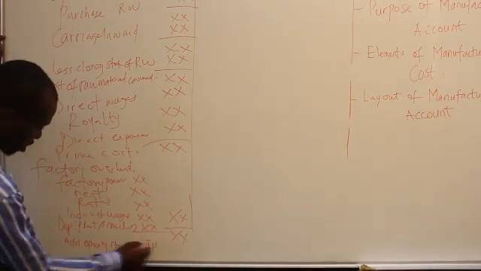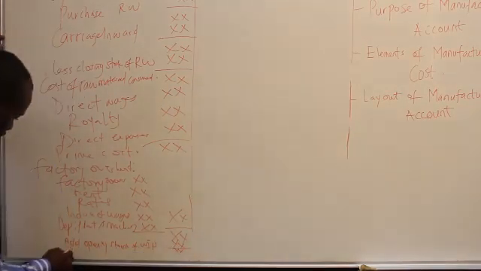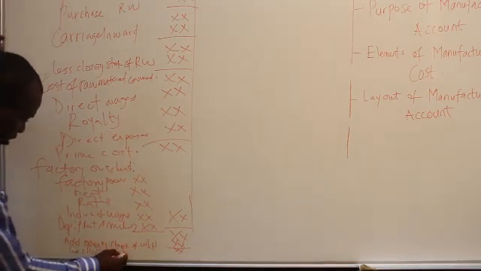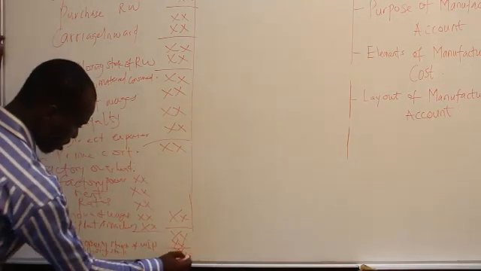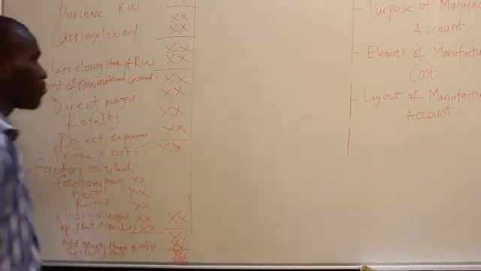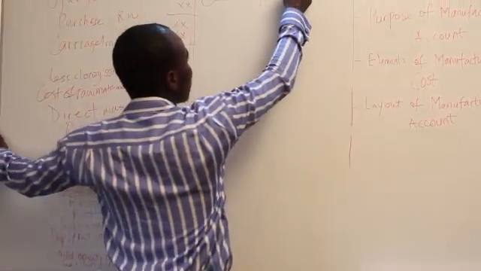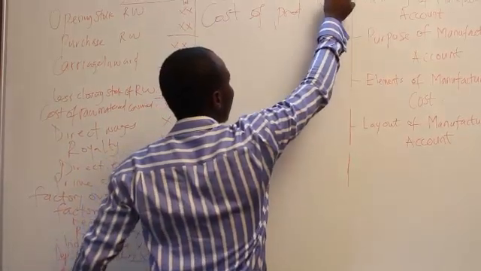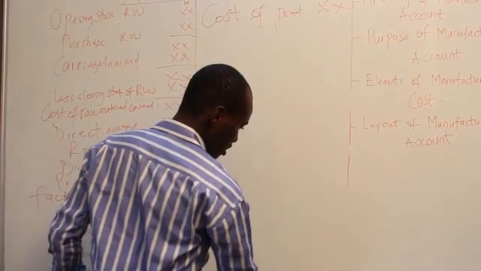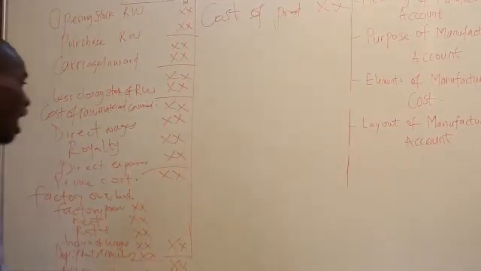Of WIP, work in progress. So less closing stock. So we can less the closing stock. So after deducting the closing stock, that then gives us the cost of production. So we can have the cost of production now. So our prime cost now serves as cost of production in the period. So we can have a balance account as the cost of production. So this is the format of the manufacturing account.